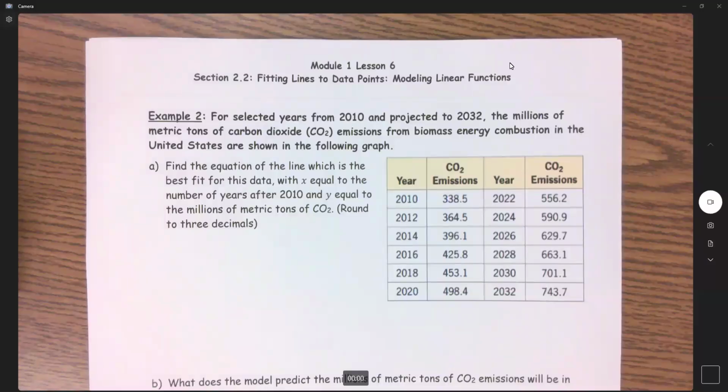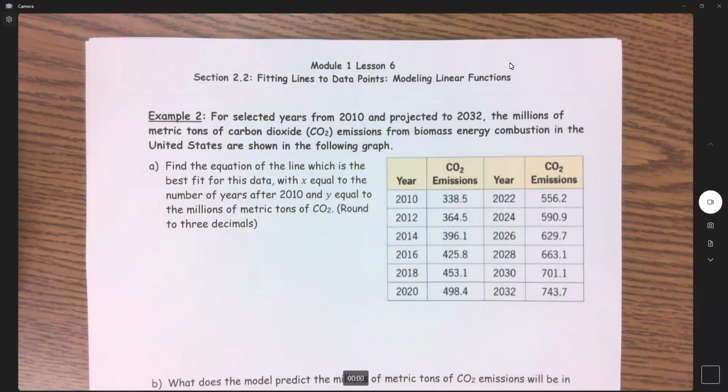All right, example 2. And instead of just having random numbers and a scatter plot, here's an applied problem. For selected years from 2010 and projected through 2032, the millions of metric tons of carbon dioxide or CO2 emissions from biomass energy combustion in the United States are shown in the graph.